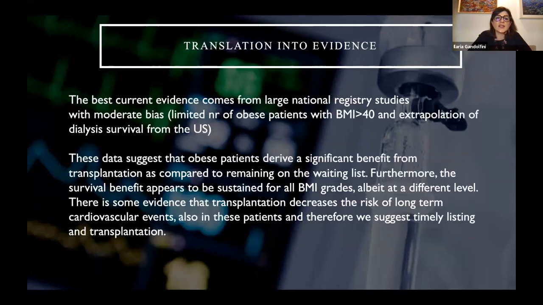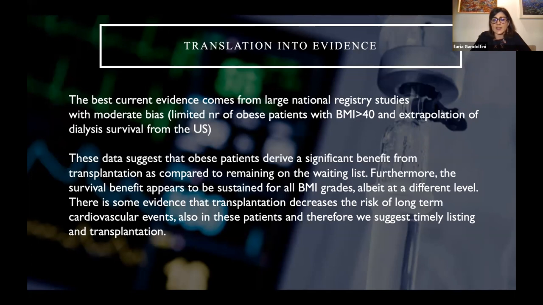So let's translate this data into evidence. The best current evidence comes from the large national registry studies with moderate bias. First of all, because of the limited number of obese patients with a BMI greater than 40 and the extrapolation of dialysis survival from the US.